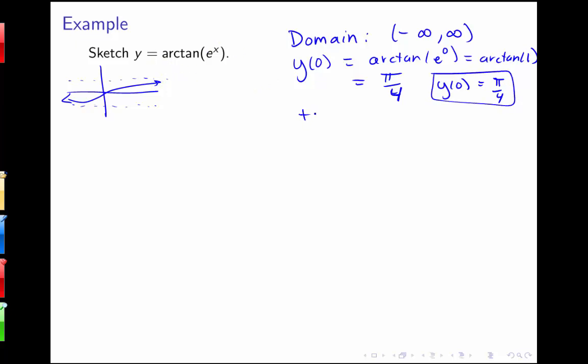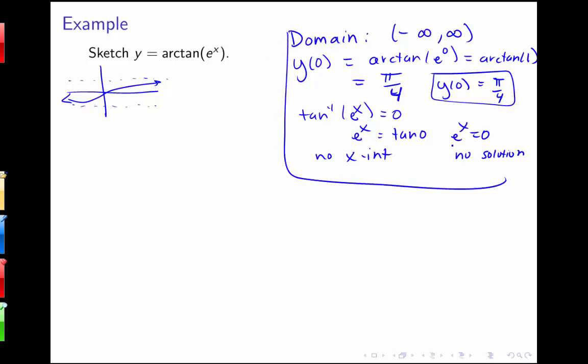Well, is there anywhere where tan inverse of e to the x equals 0? So if we look at doing tangent of both sides of this, we'd have e to the x equals tangent of 0, which would mean e to the x is 0, but there's no solution to that because e to the x is always greater than 0. So we have no x-intercepts for this particular graph.